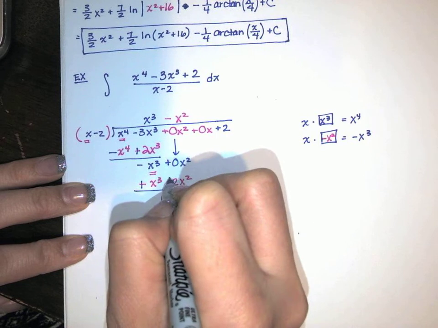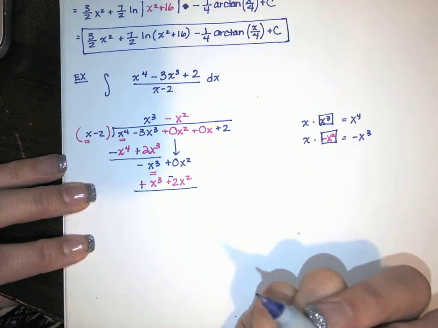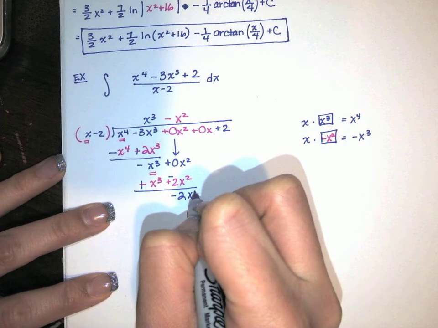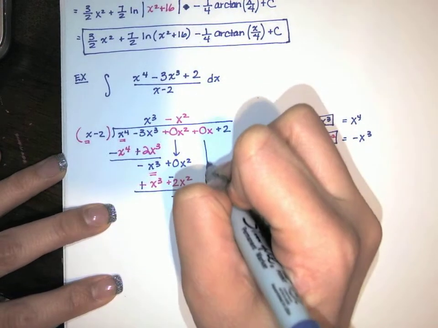Then change the signs and add like terms in columns. Negative x cubed plus x cubed is 0x cubed. Those guys are gone. And then we've got minus 2x squared right there. 0 minus 2 is negative 2. Bring the 0x down.